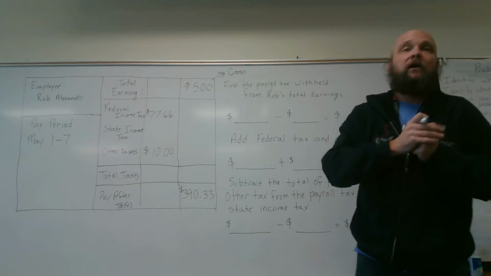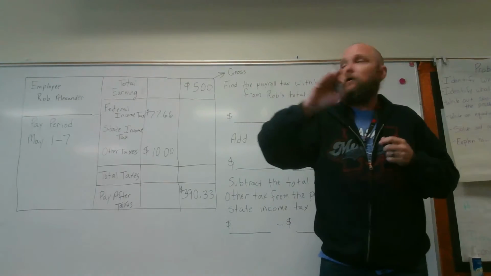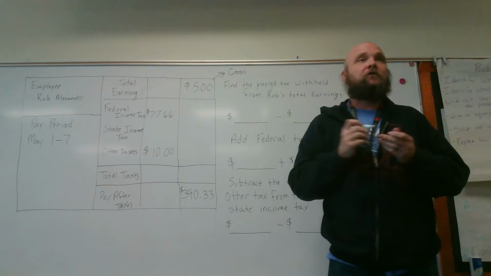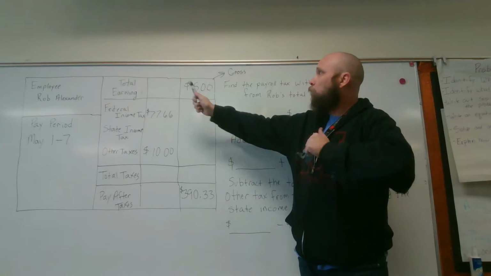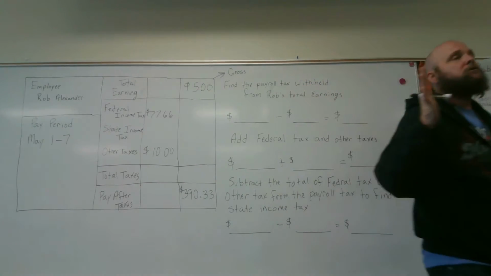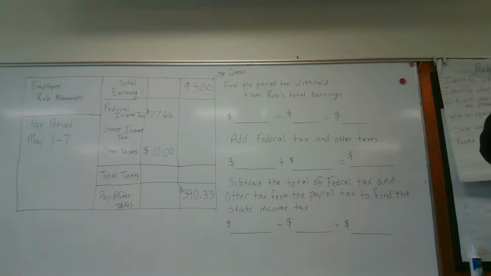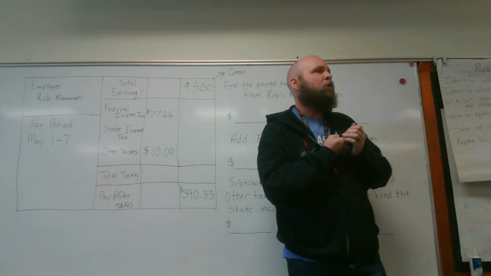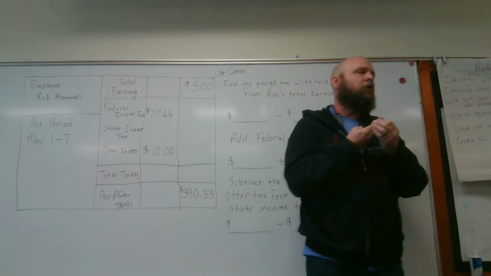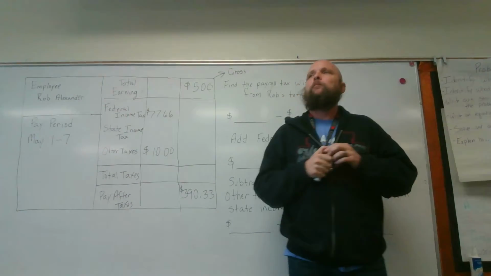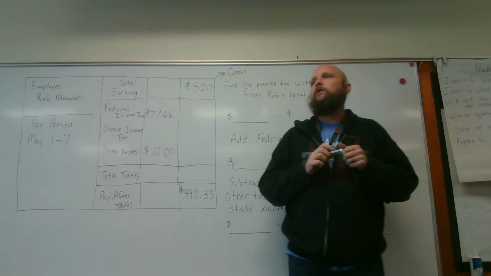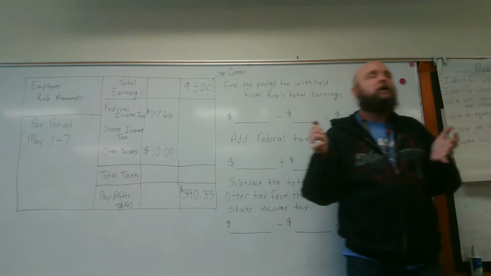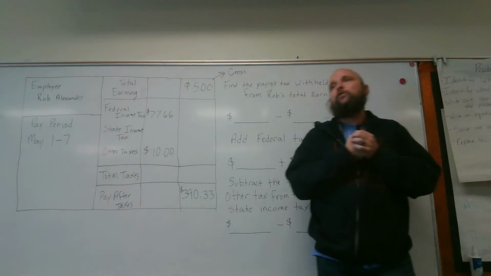If he earned $100 an hour on the week of May 1st through 7th, and he worked 5 hours, the gross is the $500. So when you get a job, and they pay you whatever they pay you per hour, you can figure out your gross by just multiplying the pay per hour times the number of hours worked.